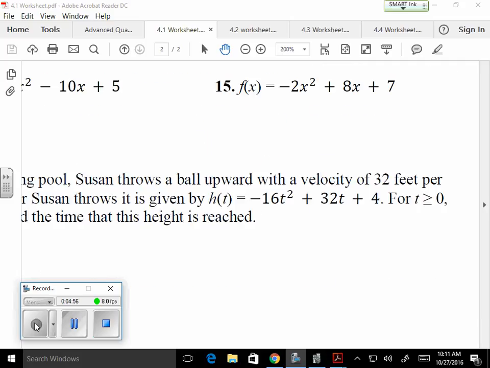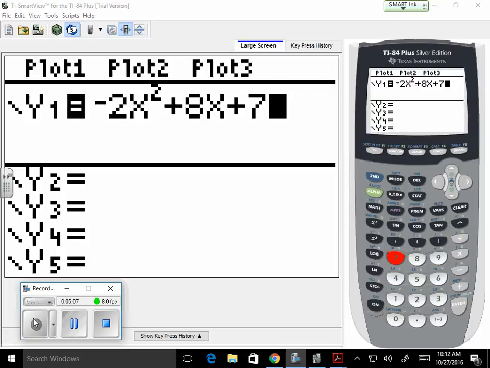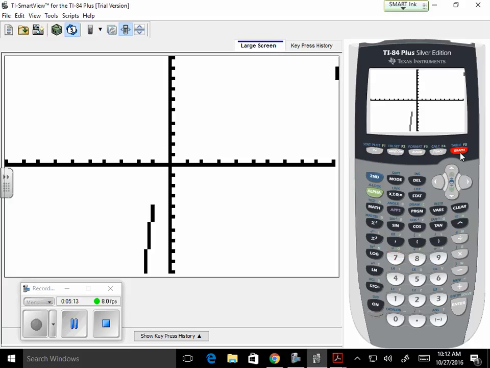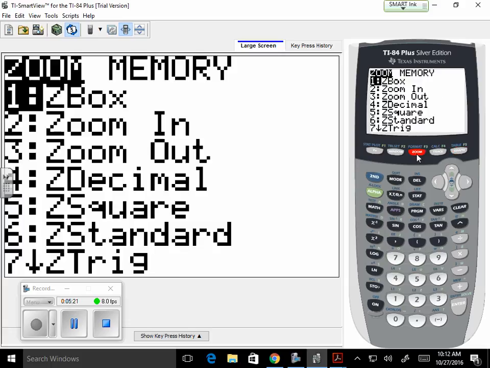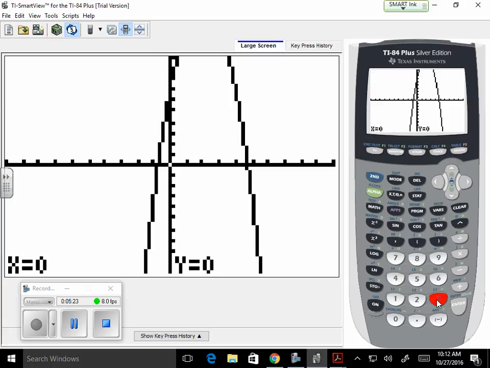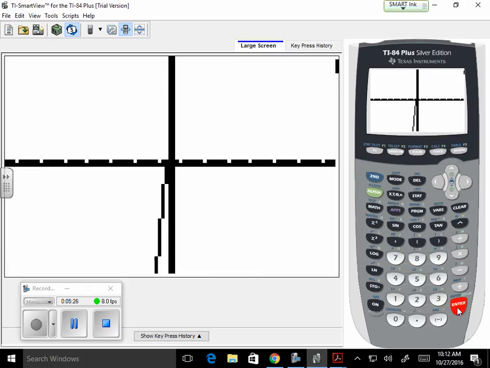If I look at number 15, and choose 15 because it has a negative coefficient on the x squared. Again, once I get it in the calculator, take a look at the graph. The screen is not quite showing everything, so I'm going to zoom out a little bit. Zoom 3, hit enter. There's my parabola, so I see that it opens down this time. So that means that the vertex will be here. That means it will be a maximum.